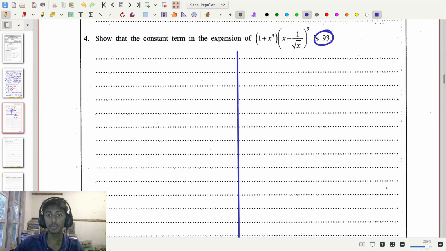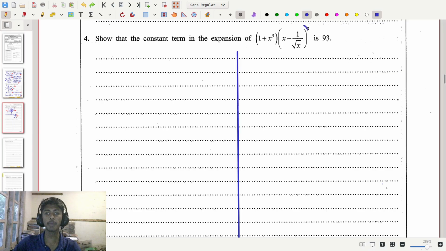Which basically means if you consider the expansion of this thing right here, the sum of all x to the power of 0 terms in the expansion is going to be equal to 93. Now, in order to prove that this is the case, what we're going to do is first expand this expression right here using the binomial expansion, then multiply that common term with this expression right here, consider which of the possible results would give us an x to the power of 0 term, add them together, and see that our result is going to be equal to 93.